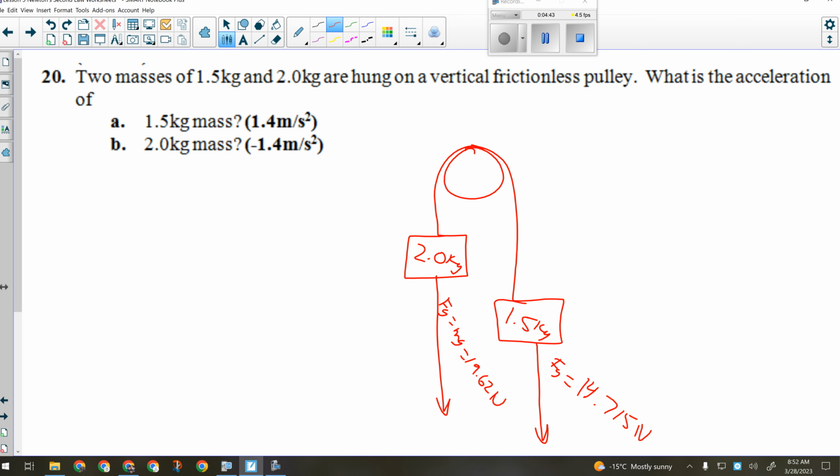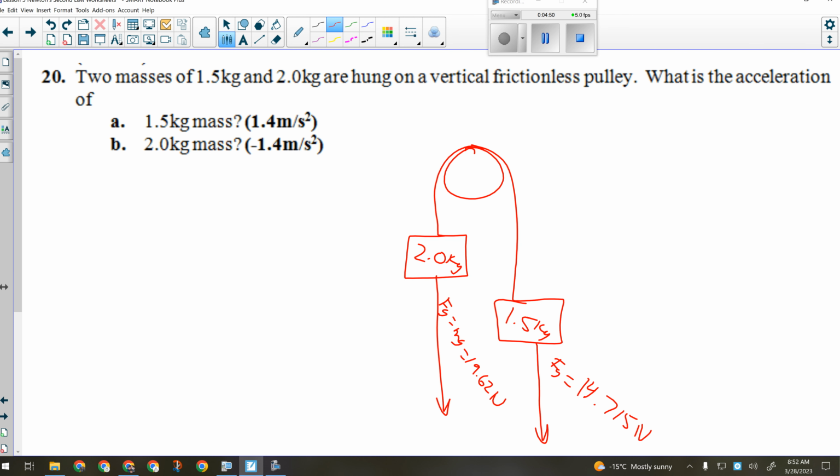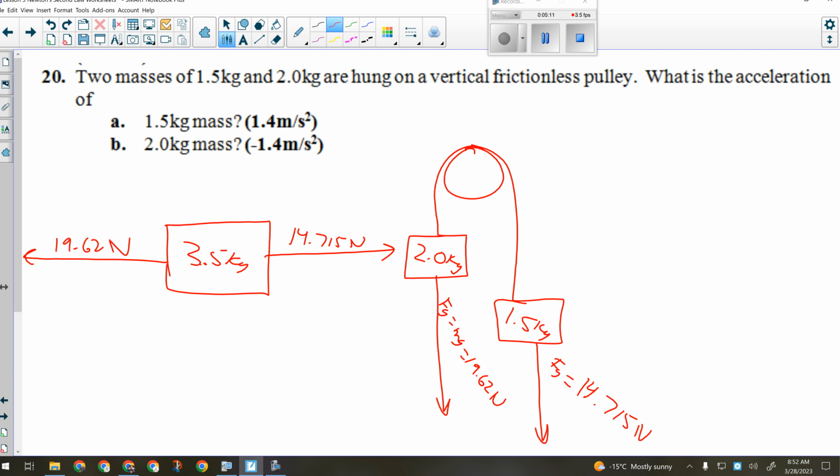Those are the only forces. It says it's a vertical frictionless pulley, and we have to assume that the rope connecting the two is massless, otherwise we would have to factor its mass in. So we're just going to simplify this. In the end, this system has a mass of 3.5 kilograms, and it is being pulled in opposite directions by opposing forces, 14.715 newtons and 19.62 newtons. Everybody all right with that? Okay, so what do I do next?